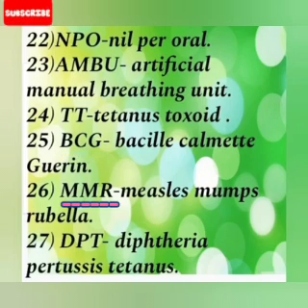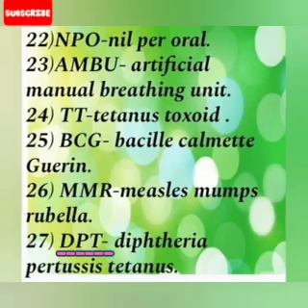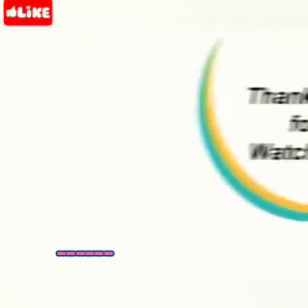Next is MMR, which stands for measles, mumps, rubella. We can say that it is a combo vaccine which is given to prevent the occurrence of three big diseases, that is measles, mumps and rubella. Then last is DPT, which stands for diphtheria, pertussis, tetanus. It's also a vaccine which is given to prevent these three diseases.